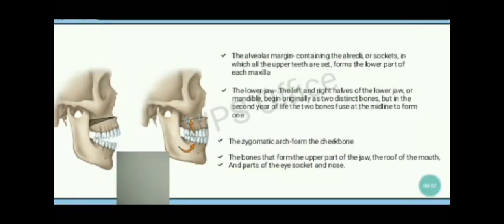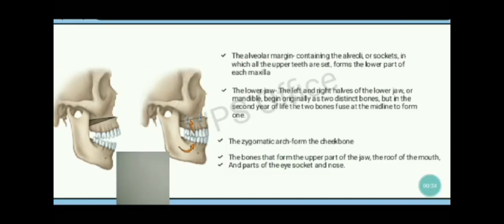We also have this zygomatic arch that forms the cheekbone, or what we call the zygomatic bone. This cheekbone, or zygomatic bone, or malar bone, is a diamond-shaped bone below and lateral to the orbit, or the eye socket, at the widest part of the cheek. It adjoins the frontal bone and the outer edge of the orbit, and the sphenoid and the maxilla within the orbit.